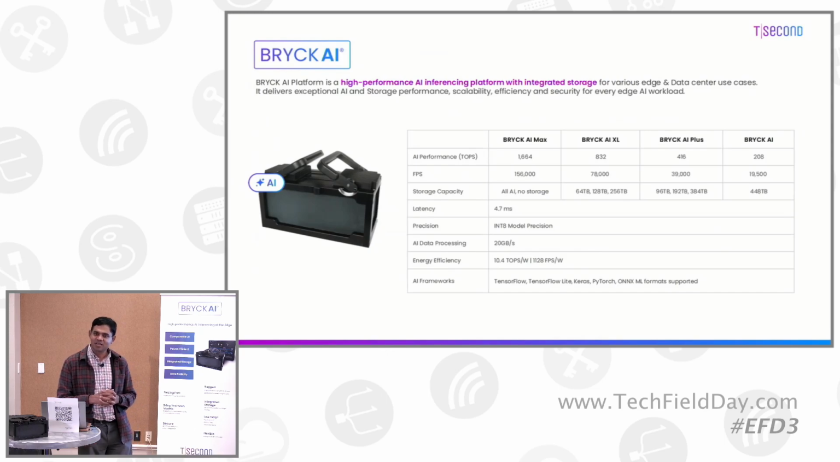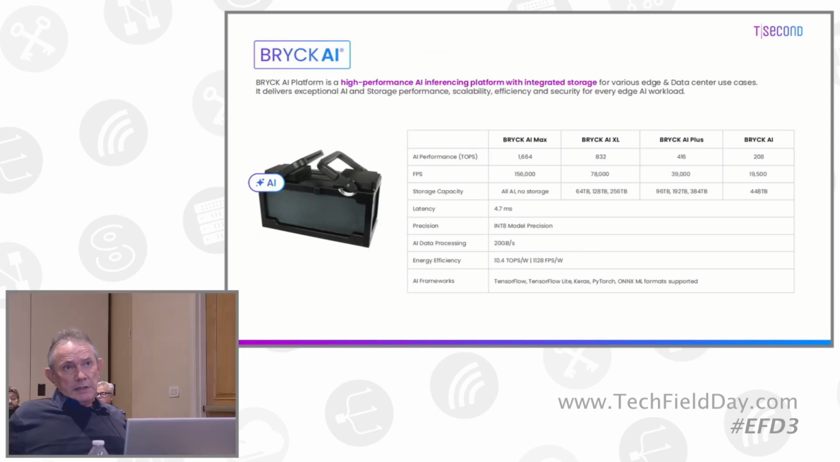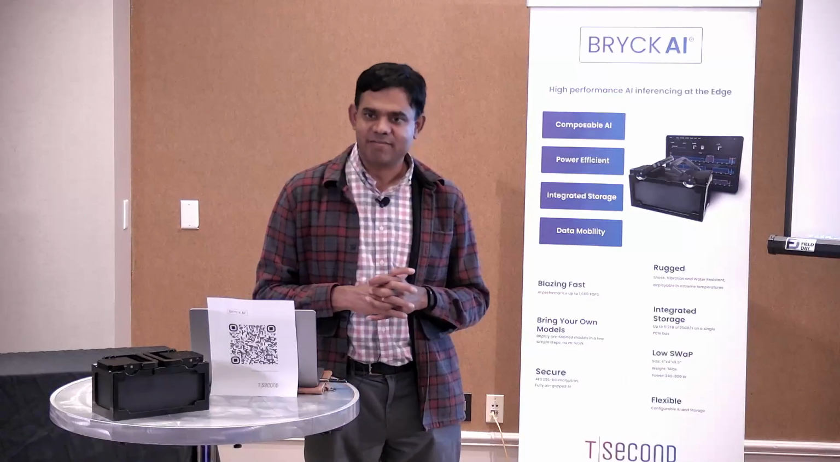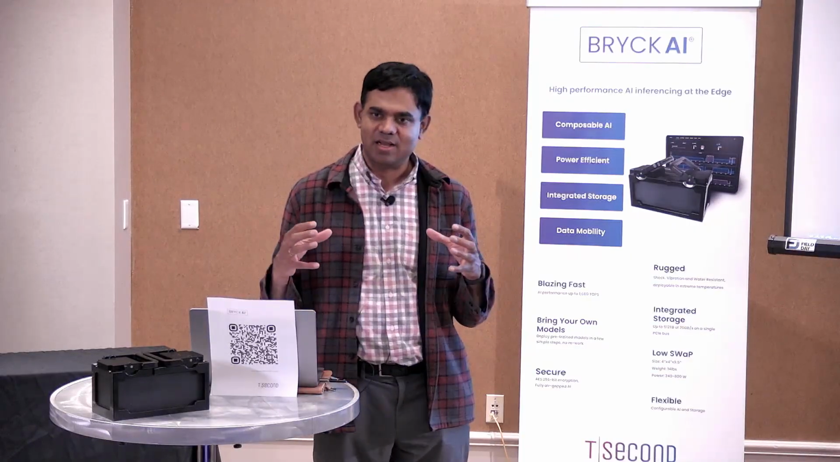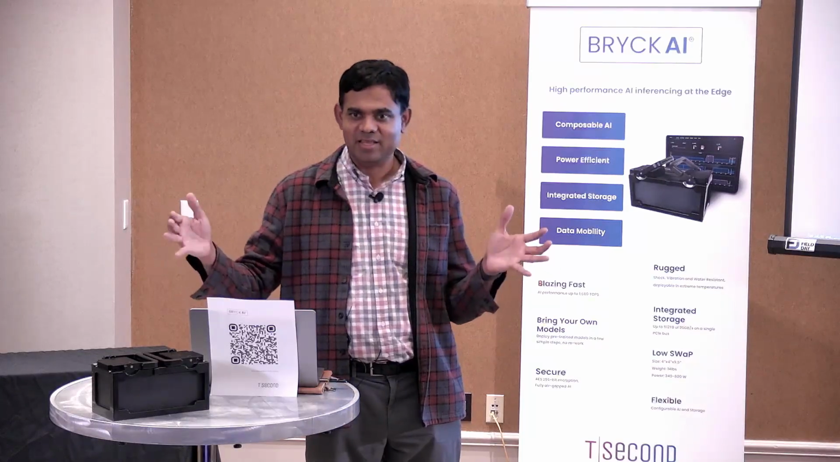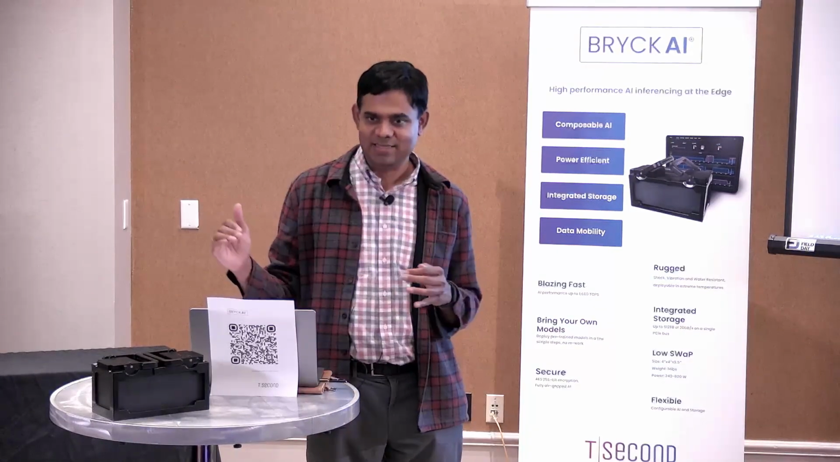What happens if you have multiple bricks that you've been collecting data on? Can you use them in parallel, or do you have to move all of the information to one brick before you start? With the BRYCK AI capabilities, you get what we call composable AI. You can add brick 1, brick 2, brick 3, and then the compute capability scales linearly.